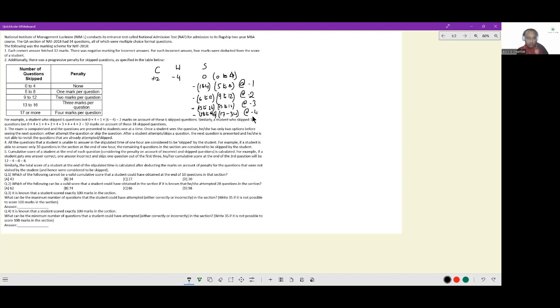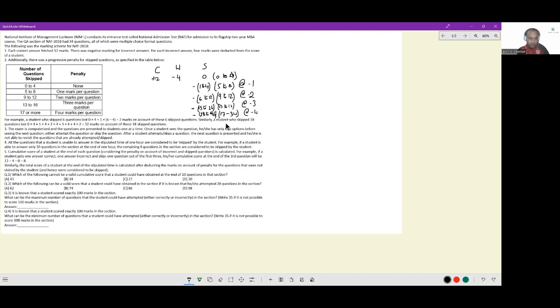Similarly, the total score of a student at the end of the stipulated time is calculated after deducting the marks on account of penalty for the questions that were not visited by the student and hence were considered to be skipped. So during the course of a test, we are not taking into account the questions skipped that have not been listed so far. But after the end of the test, the questions that have not been listed will also be considered as skipped. So this is what we have.